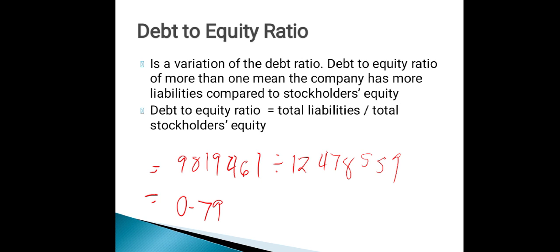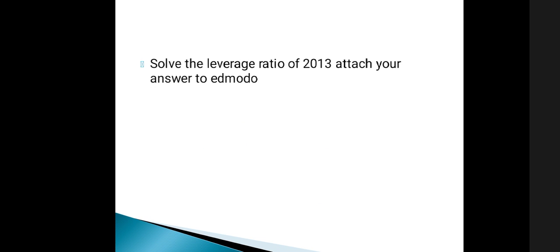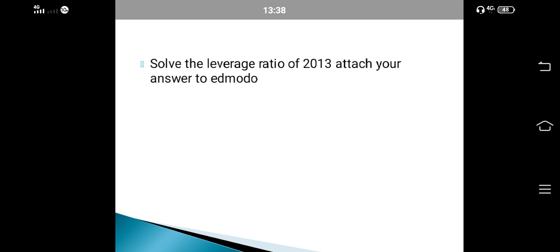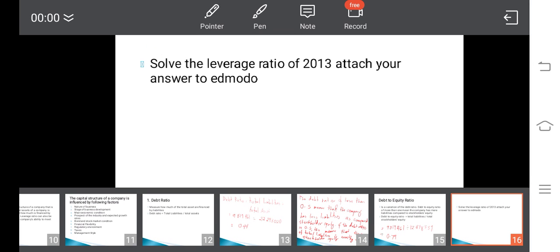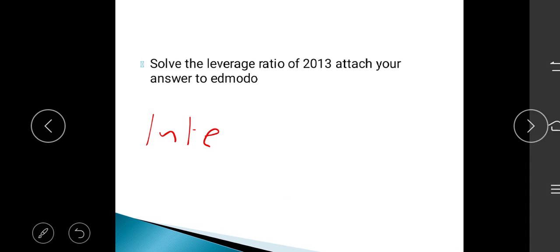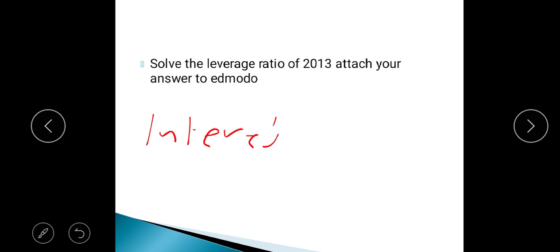I didn't include. Ay. Since the company's debt ratio is less than 1, it is expected that the debt to equity ratio is less than 1. So, yan. Oh, I didn't include. So, we have the interest. Okay, that's it.